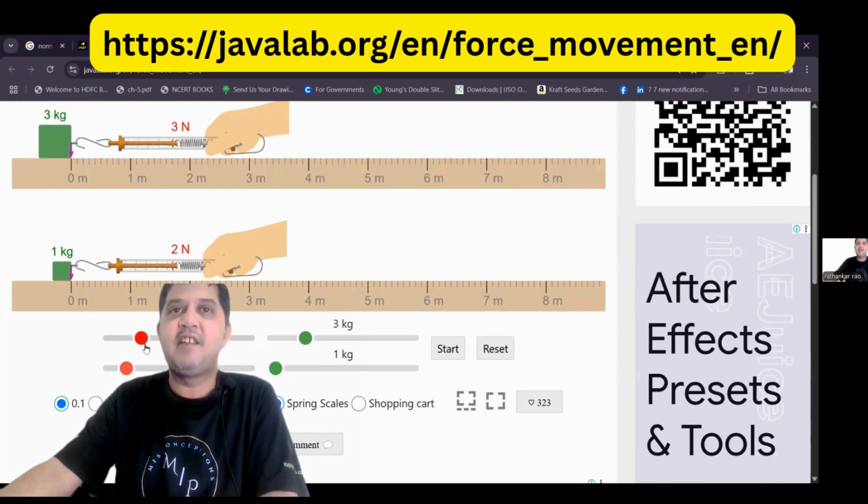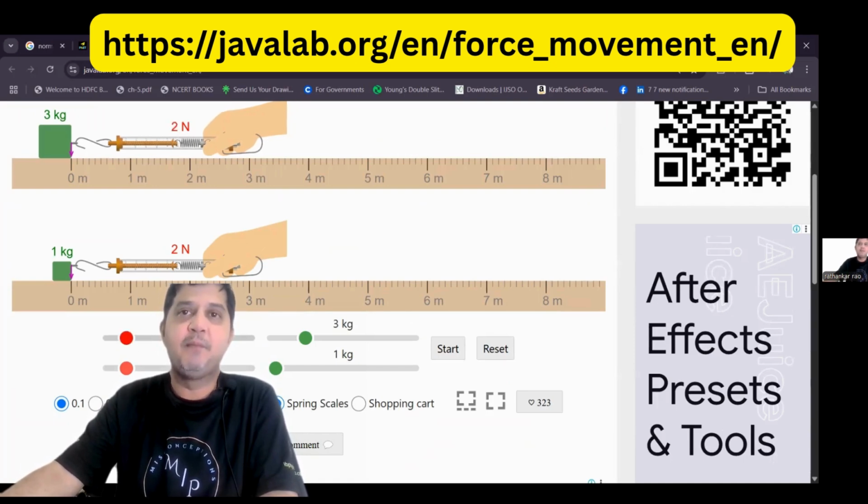There's a slider here which helps me change this. There's the applied force over here. See, as I increase it, the applied force keeps on increasing, right? So I will keep it at 2 Newton over here. Both of them I keep at 2 Newton, and the upper mass is 3 kg, the lower mass is 1 kg.